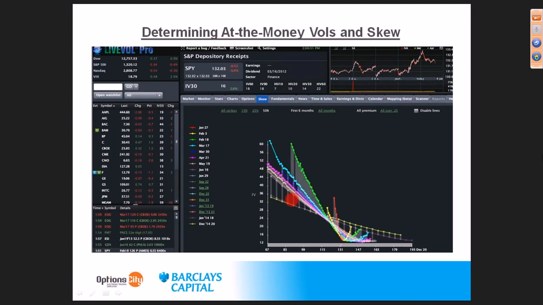Well, to take a step back is why is there skew in the marketplace and what is it? And skew is the difference in volatility per strike. So before the 1987 crash, people tended to use straight line volatility.